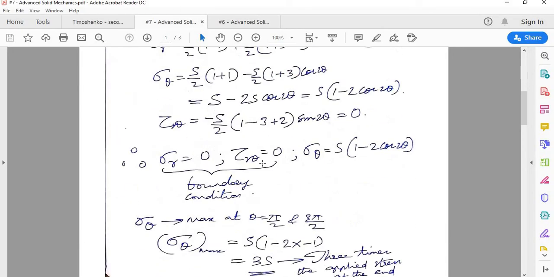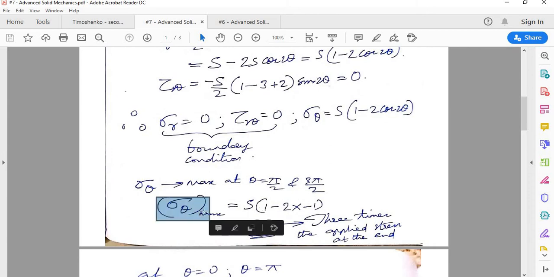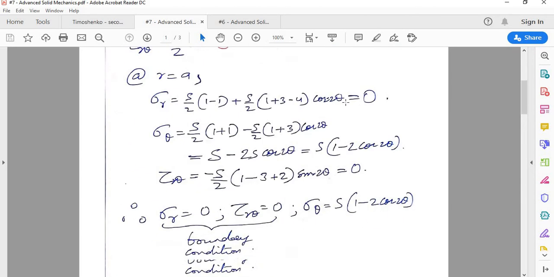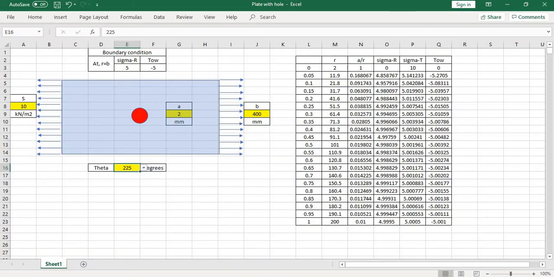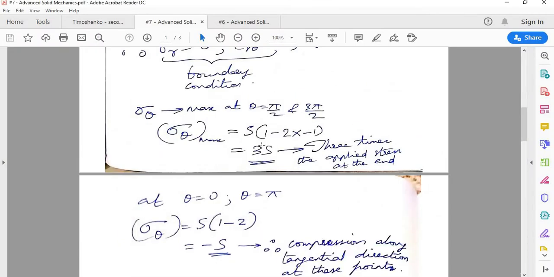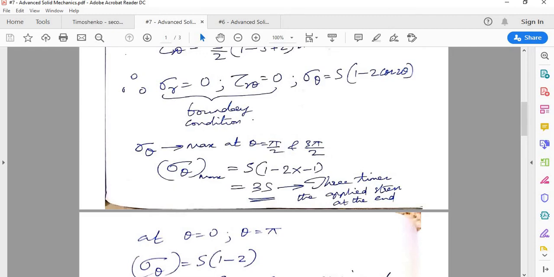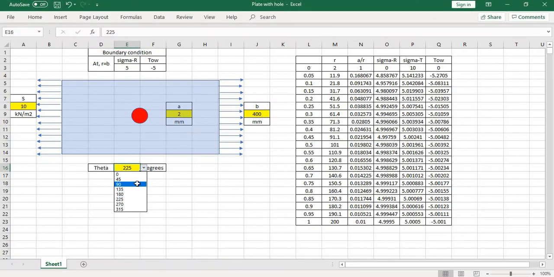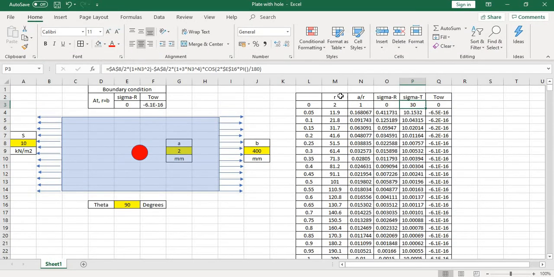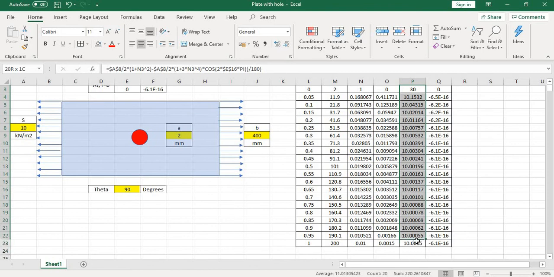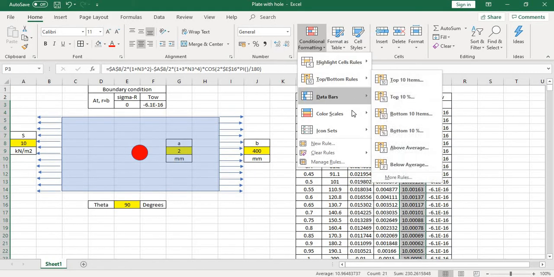And the next thing we discussed was that the maximum sigma theta is at the hole boundary and it is 3 times the applied stress. That happens at theta equal to pi by 2 and theta equal to 3 pi by 2. So let us give theta equal to pi by 2. See, applied stress is 10 and sigma theta is 30. Now for better visualization, let us also do the color coding, conditional formatting.